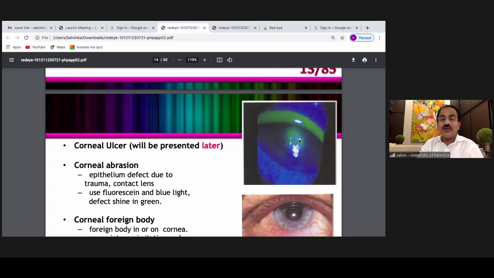Here the collagen is exposed because of the ulcer, so the fluorescein has stuck to that area. As soon as the blue light is shone, the fluorescein absorbs the blue light and emits green light. Then we can see the area of the ulcer, right? The fluorescein stays there and does not drain away, so you see the ulcer.